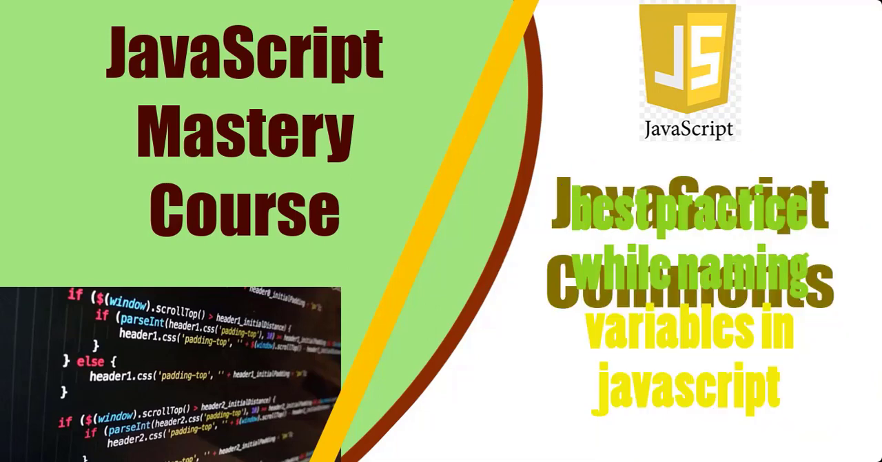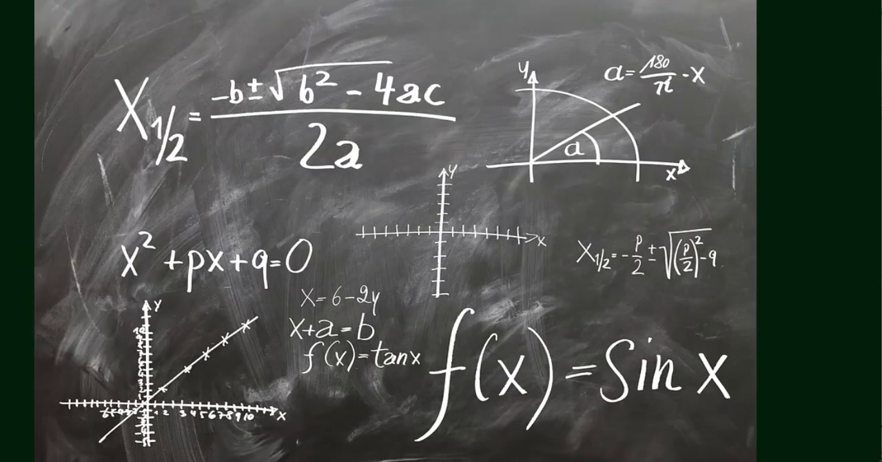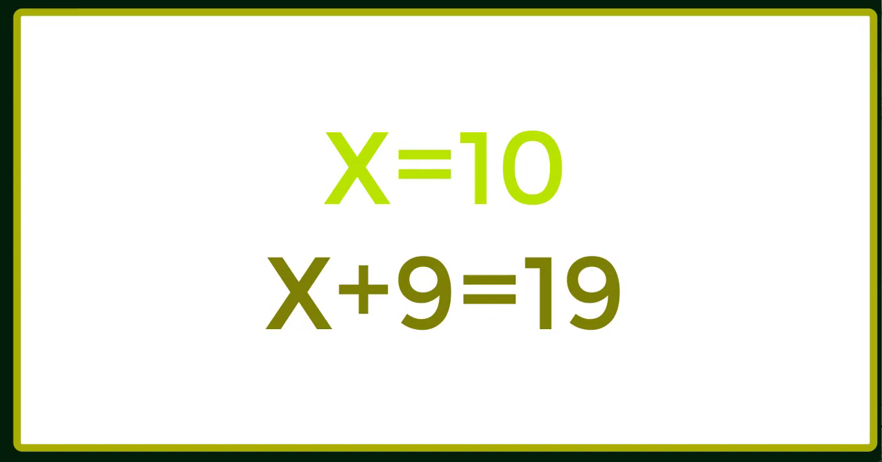So from here, a variable in algebra is a letter used to represent a number and to be used in an expression. Let me say x equals 10 and x plus 9 equals 19. In this example, we use the variable x to represent the number 10 and we can use x to calculate the total value to be 19. The same goes for a variable in programming.